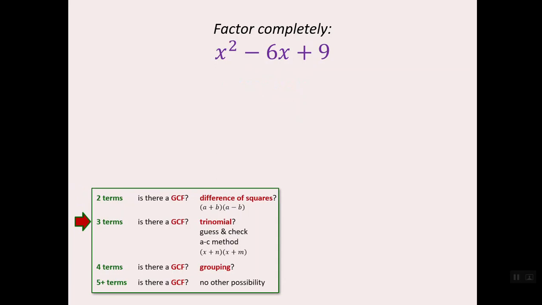So this is one that has a leading coefficient of 1, so I know that I can just do it in my head, sort of with that guess and check method: what multiplies to 9 and adds to negative 6? I see it's minus 3 and minus 3, and so we have x minus 3 times x minus 3. You need to finish up and write (x minus 3) squared as your final answer on that one.